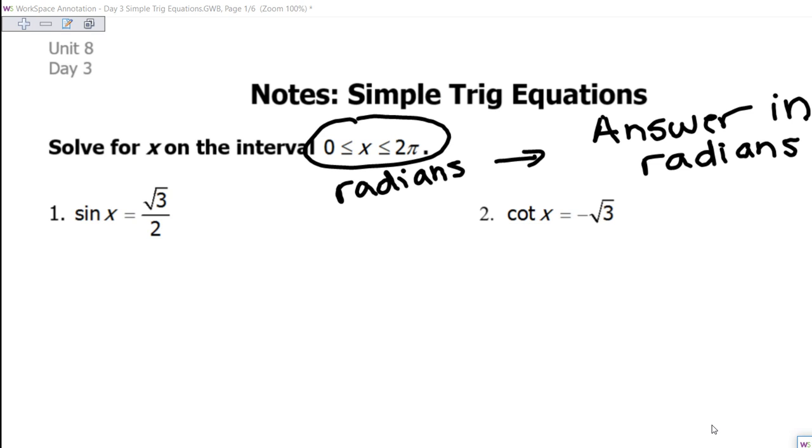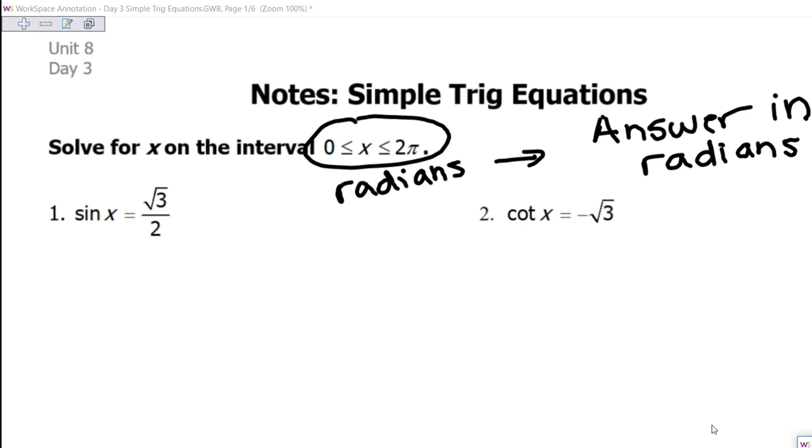Okay, for problem 1. Problem 1, we have sine of x equals square root of 3 over 2. So we need to find the angles x whose sine value is square root of 3 over 2. First of all, I need to determine how many answers I will have. How many quadrants have a sine value that's positive? 2. And which quadrants would that be? Quadrants 1 and 2.